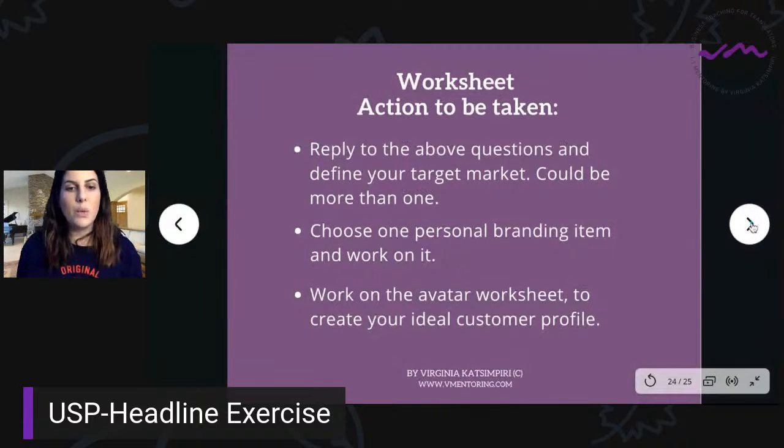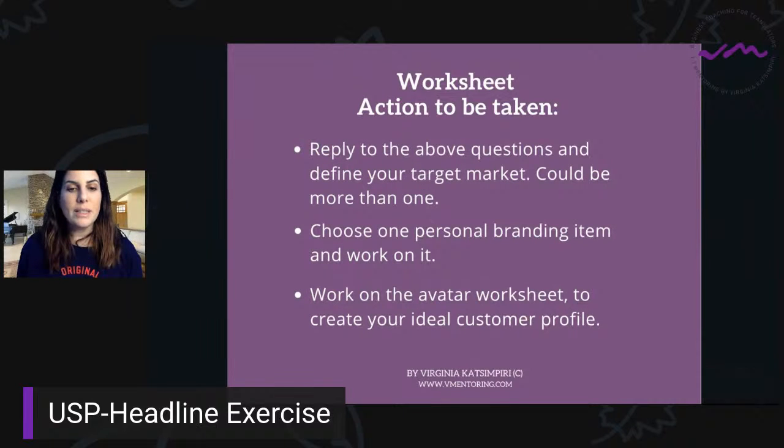And now we need to choose one personal branding item and work on it. So let's go and open our worksheet now, okay, to do the exercises together. And the branding item all of us are going to work on today is the unique selling proposition. Is that clear up to now? Do you have any more questions? I'm watching left and right because I see your comments in the chat, and here I see my slides. Let me know in the comments if you're ready to do it together. Let's do it.